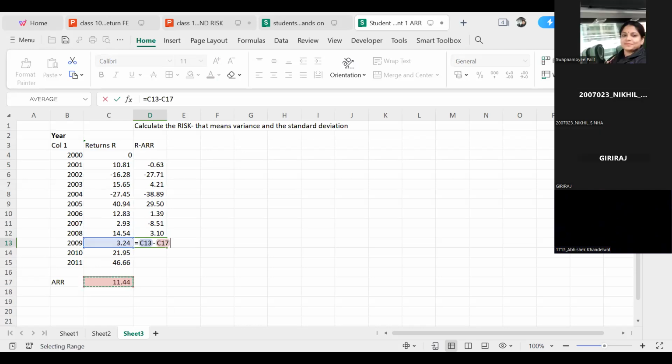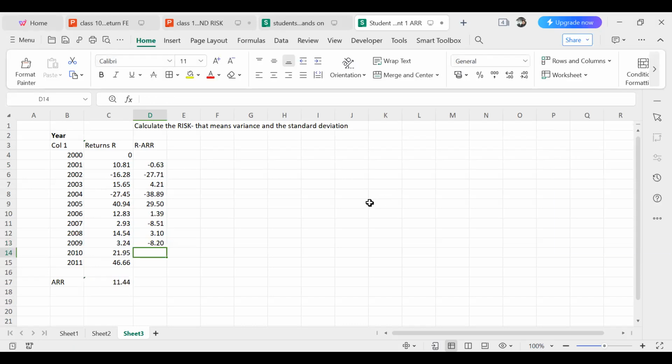What is the next step? Or the standard deviation? You are going to take the square, isn't it? Square this. So you have taken the deviation of every year's return from the average return. Then the third step is you are going to take the square. So square this, which is your R minus ARR.